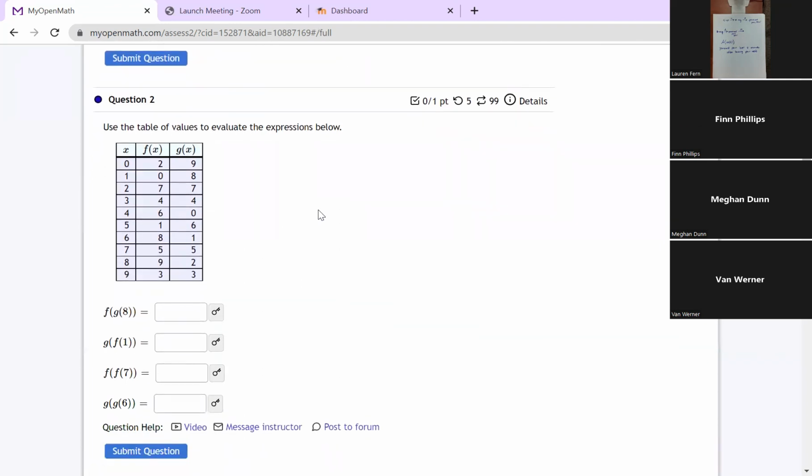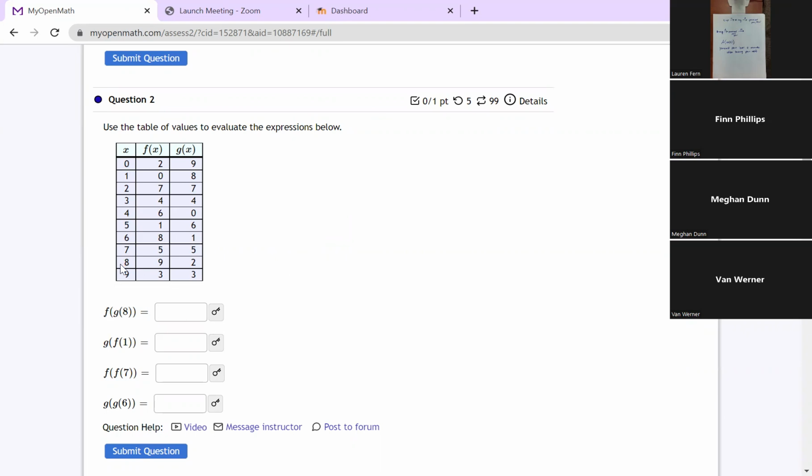Now, number 2, I'm going to do with you right now. Your number 2 is going to look different than my number 2. The numbers are going to be slightly different, but I want to show you how cute it is when you have a table. So starting here, we work inside out. We want to find G of 8.